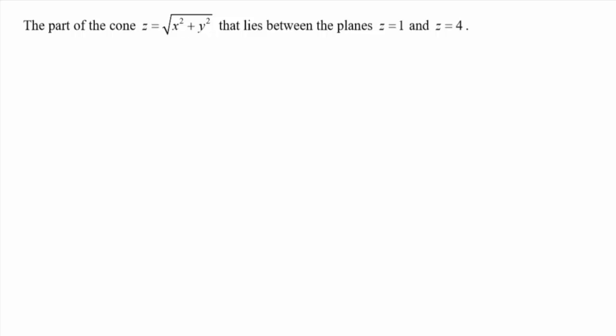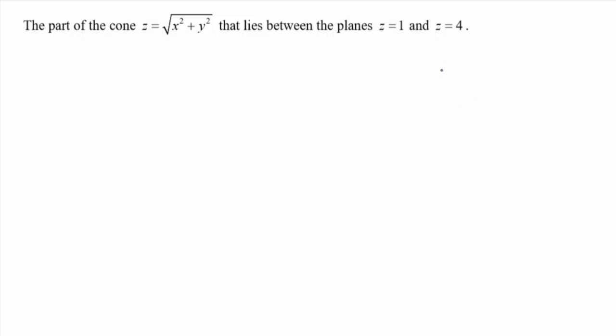We're going to find the surface area of the part of the cone z equals square root of x squared plus y squared. So that's the upper part of the cone, right? It's not the full cone. That lies between the plane z equals 1 and z equals 4. So I'm not going to attempt to draw this whole picture, but I can draw a little bit of it.